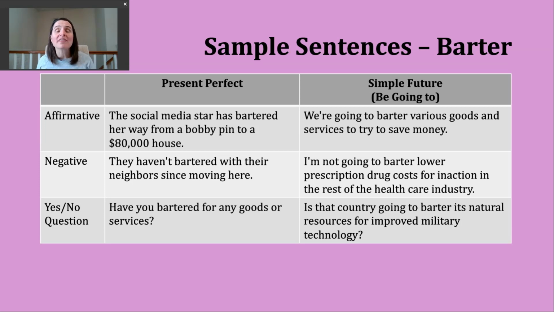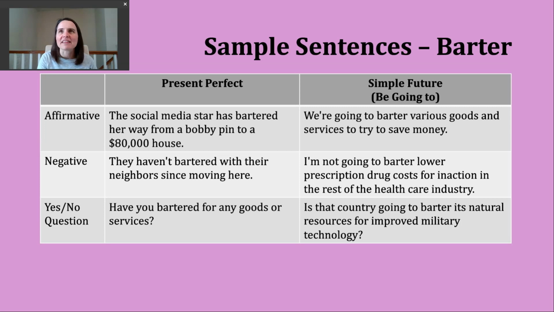We will start with either have or has, whichever form matches our subject, and that subject comes next. Then you use the participle form of the verb. Here's another example. Have you bartered for any goods or services? This is a question some of my students were discussing today in class.